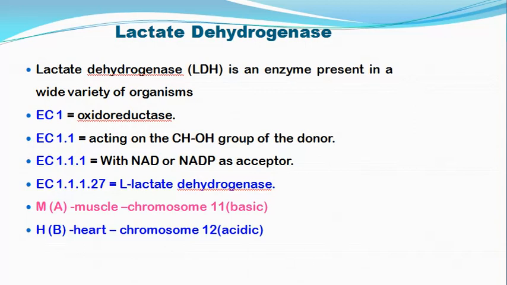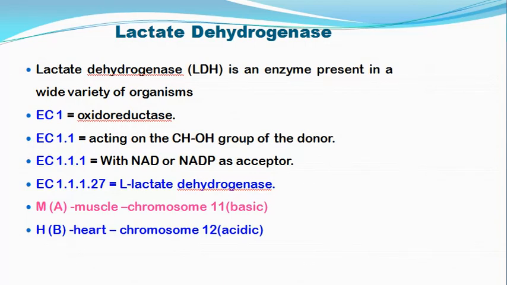At the second step, EC 1.1 indicates that it acts on the CH-OH group of the donor. At the third step, EC 1.1.1 indicates that NAD or NADP is the acceptor. EC 1.1.1.27 indicates the full name, L-lactate dehydrogenase.